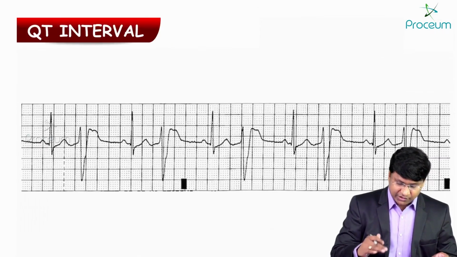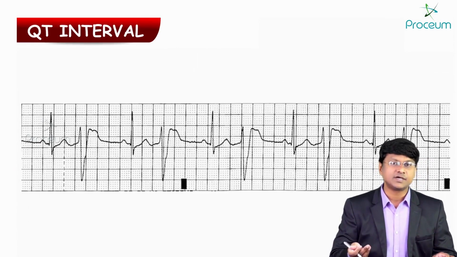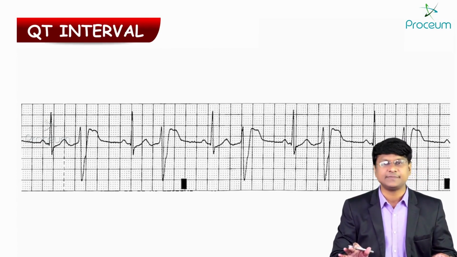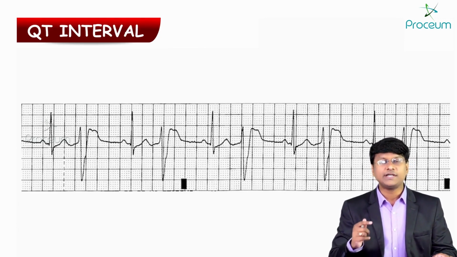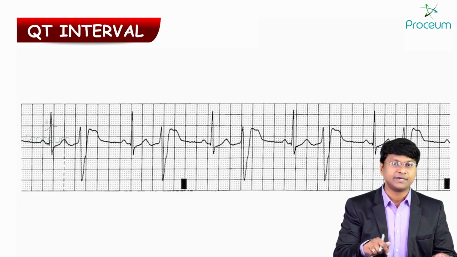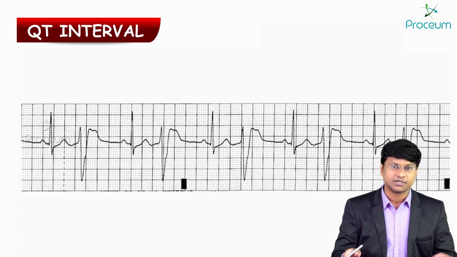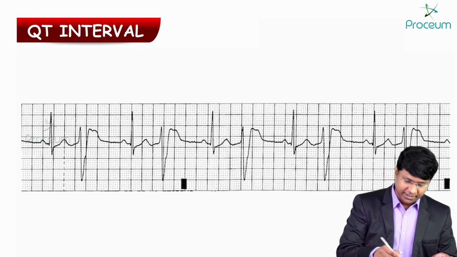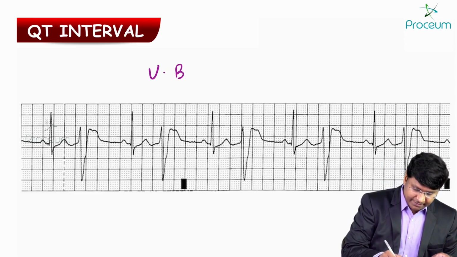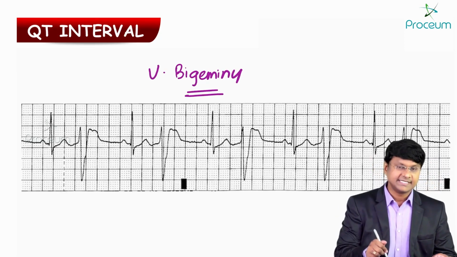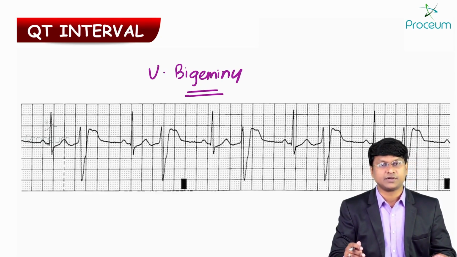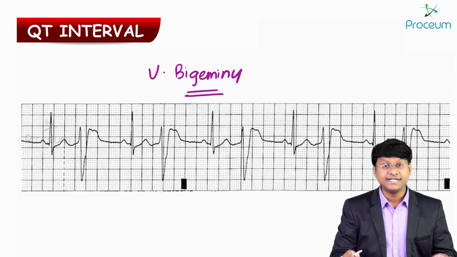Now, apart from digoxin effect, we have what is called digoxin toxicity. In case of digoxin toxicity, arrhythmias are more common, and you will have all types of arrhythmias except atrial fibrillation. Now, what is the most common arrhythmia you will come across in patients with digoxin toxicity? The most common arrhythmia is ventricular bigeminy.